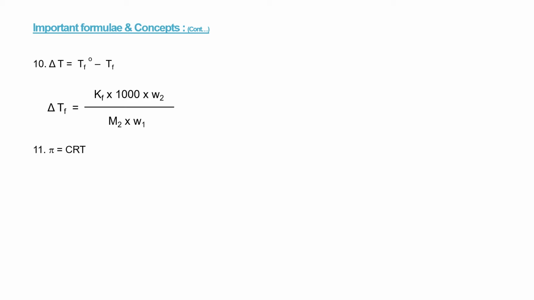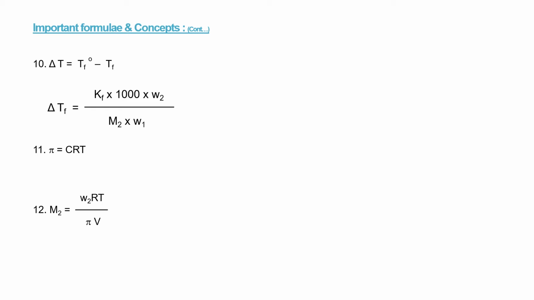Now next, another colligative property is osmotic pressure. For osmotic pressure, your formula is equal to CRT. CRT means, you express concentration in mole, R is the gas constant, and T is your temperature. These terms together give your osmotic pressure.